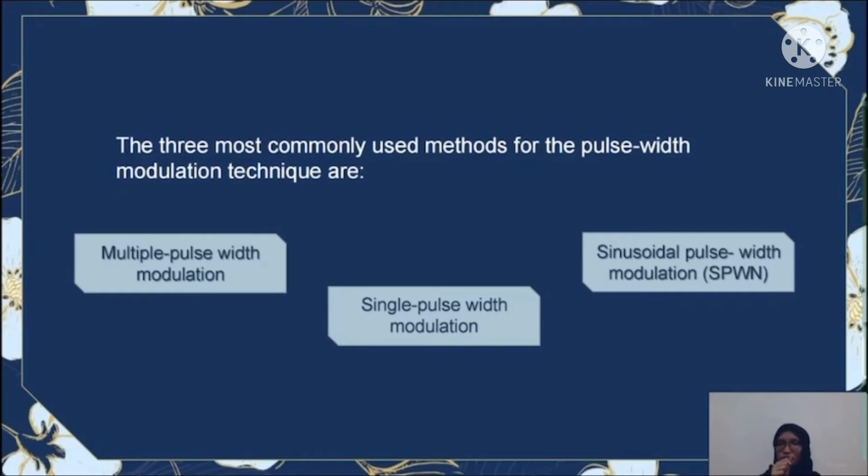There are three most commonly used methods for the pulse width modulation technique. The methods are multiple pulse width modulation, single pulse width modulation, and sinusoidal pulse width modulation, which can also be called SPWM.